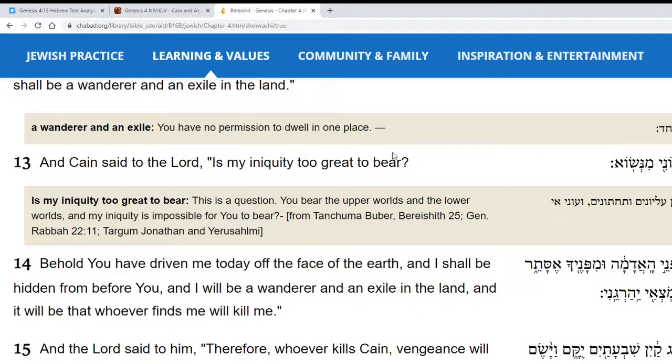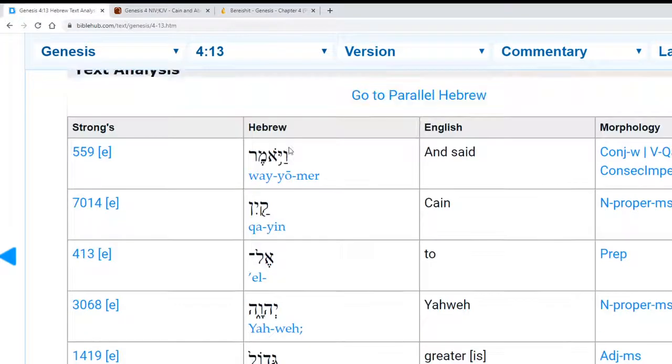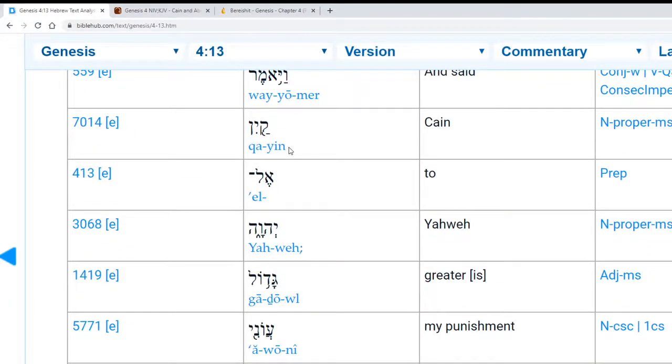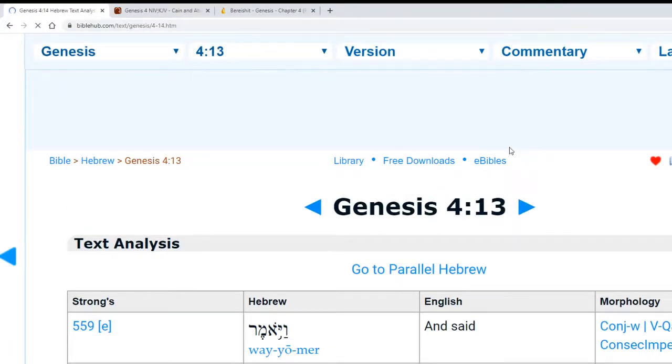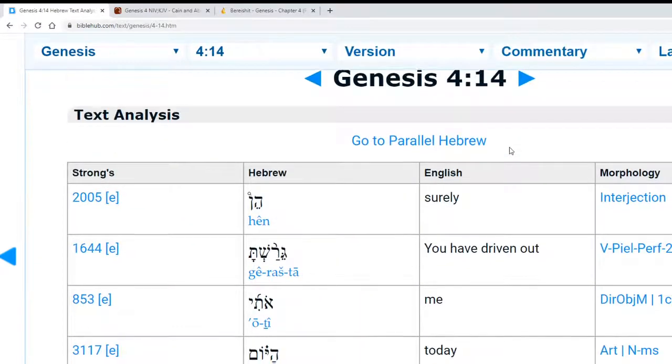Rashi says that this is a question based on, actually there's more than one Targum, Targum Yonatan and Yerushalmi. Yeah, so the rabbinic sources say that this is a question he is asking. It's not quite clear from the text that this would be a question, but it's not that it couldn't be a question, obviously. Okay, verse 14.